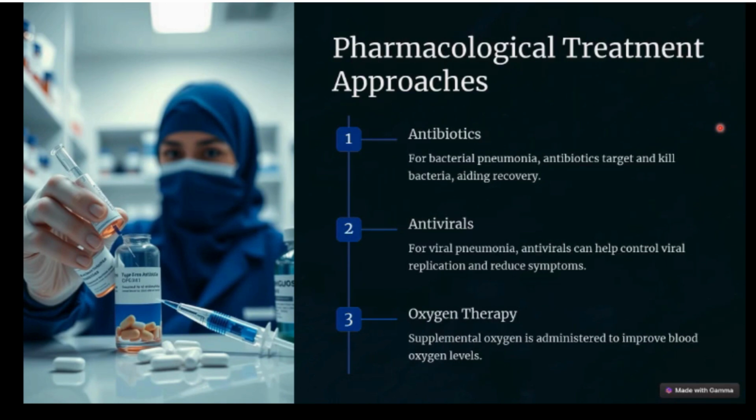So supportive care. Oxygen therapy to maintain oxygen level, fluids to prevent dehydration and help with mucus clearance. Analgesics for chest pain and fever. Then hospitalization if required. Some patients may need hospital care, particularly if they have severe pneumonia or underlying health conditions. In severe cases, mechanical ventilation may be required. Antibiotics according to whether it is bacterial, viral or fungal, oxygen therapy and hospitalization if required.